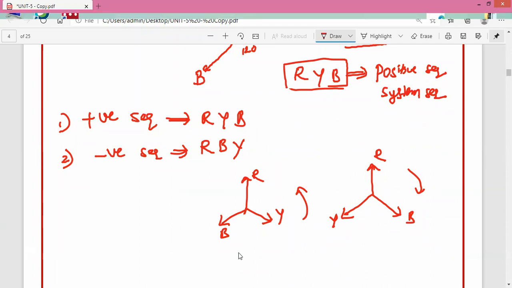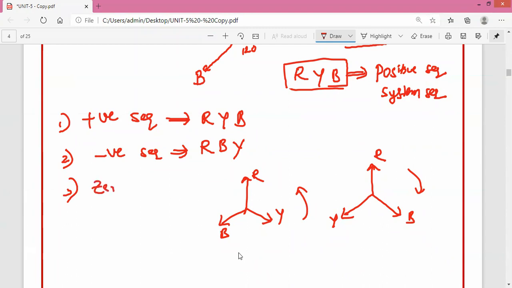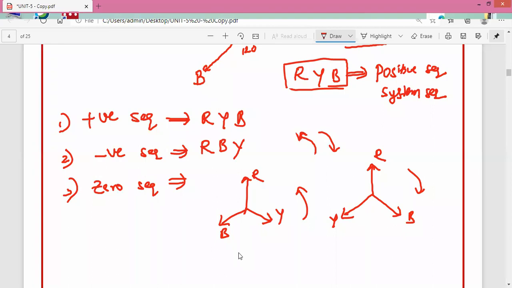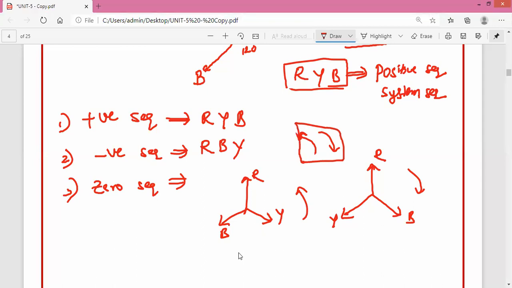After that, the third one: zero sequence components. We have only two rotations. One is counterclockwise, another is clockwise. If the vectors are rotating in a counterclockwise direction, we call it a positive sequence component. If the vectors are rotating in a clockwise direction, we call it a negative sequence component. So these two rotations are over, and you cannot rotate other than this.